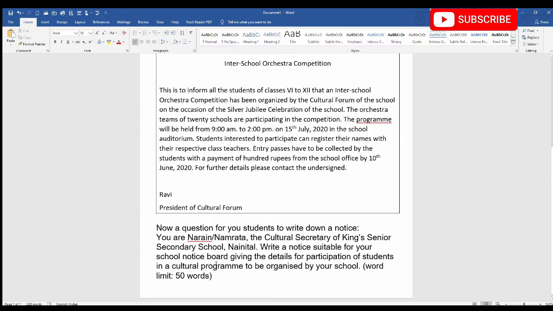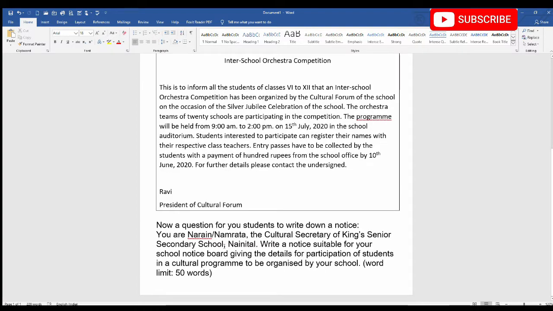Now your task is to write down another notice by yourself. The question here is, you are Narayan or Namrata, the Cultural Secretary of King's Senior Secondary School, Nainital. Write a notice suitable for your school notice board giving the details for participation of students in a cultural program to be organized by your school.